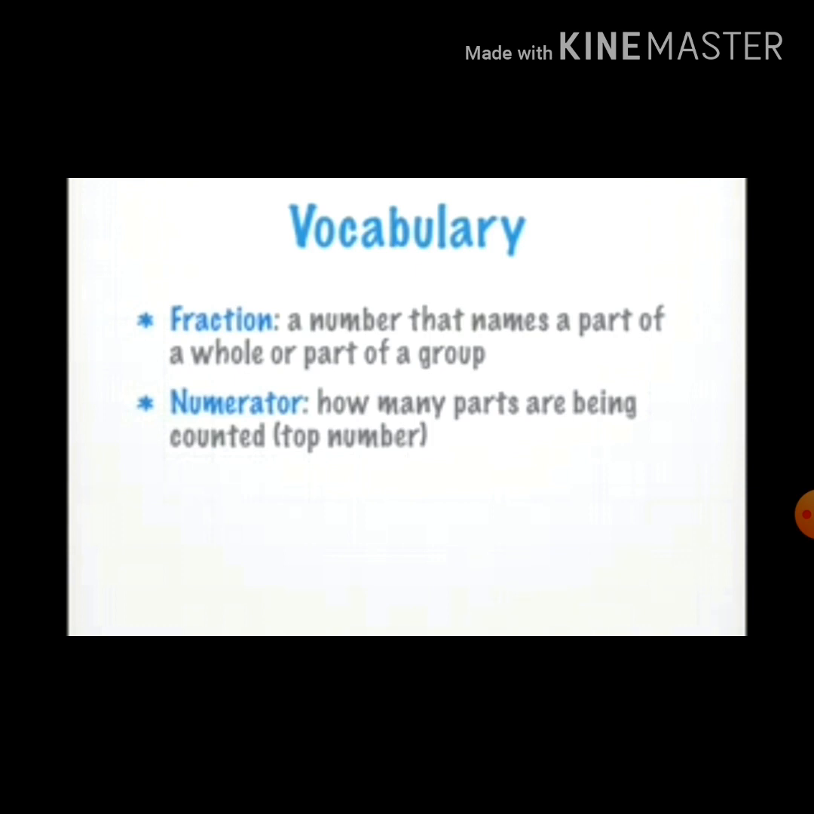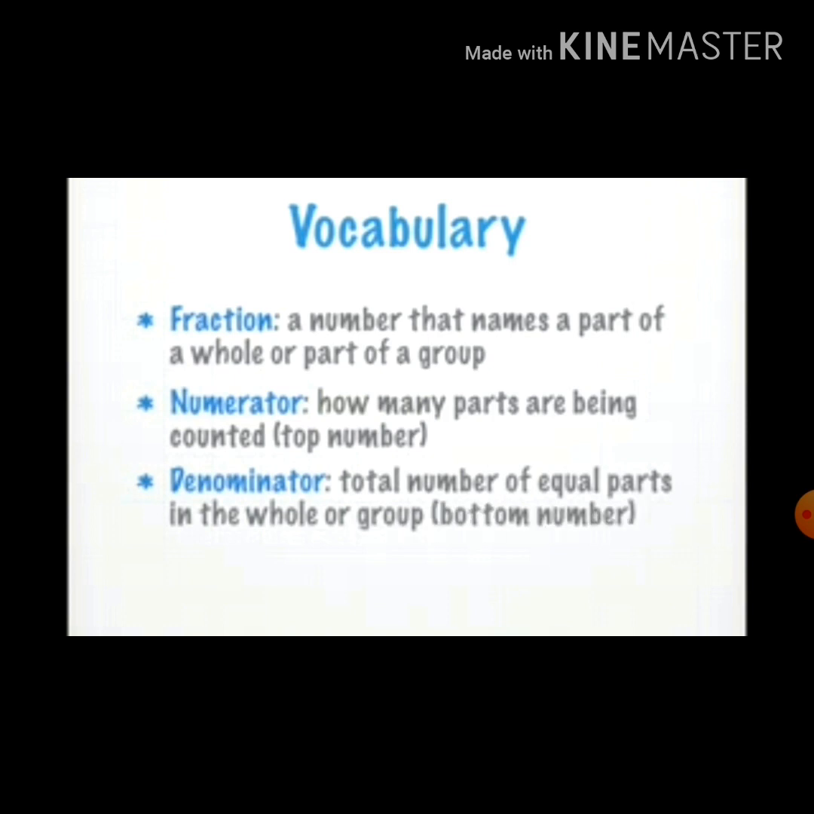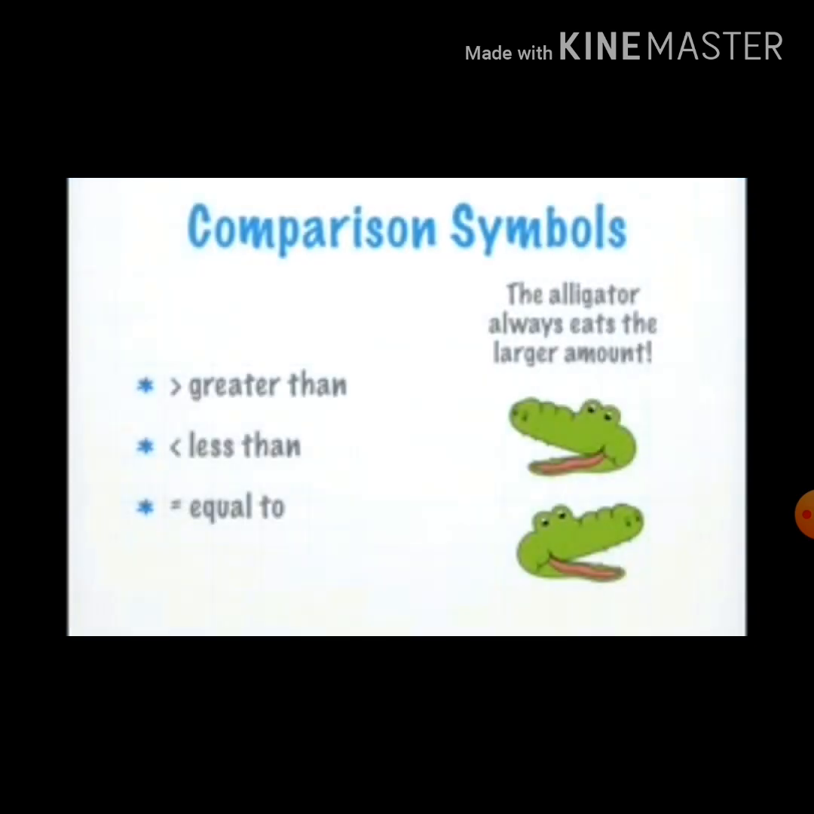And it is made up of a numerator, which tells how many parts are being counted, the top number, and it's also made up of the bottom number, which is the denominator. It's always the total number of equal parts in the whole or in a group.